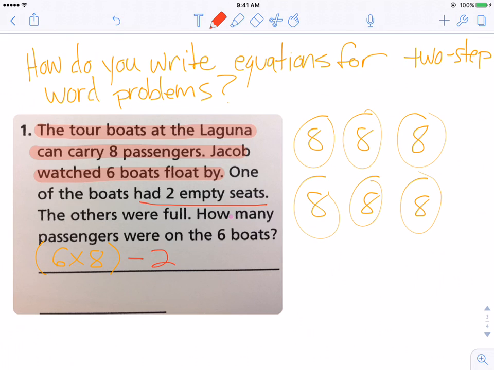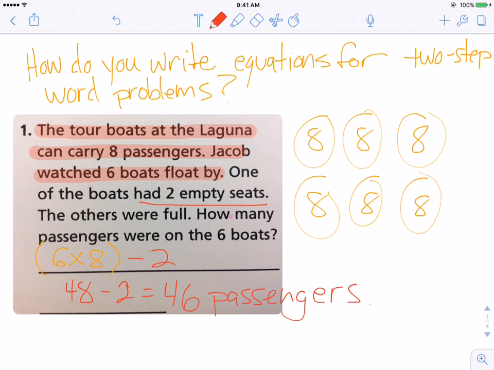So the students would do 6 times 8, which is 48, then bring down the minus 2, which would then equal 46 passengers. And that's how we've been working on two-step word problems.